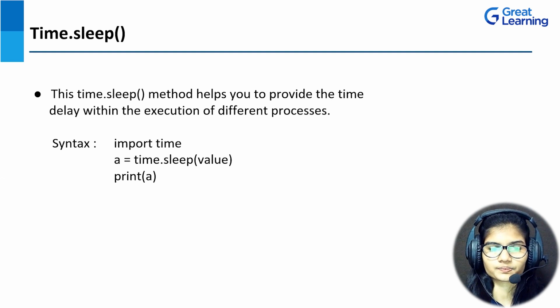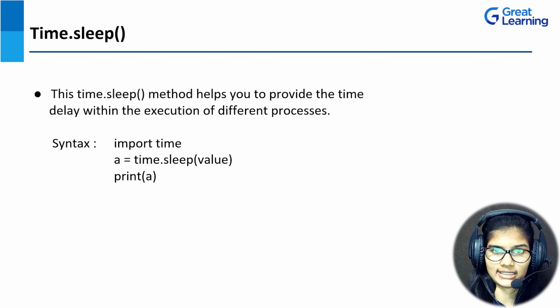Next, let's say a is equal to time.sleep, and inside the brackets you need to put the value for which you want to delay the time. One very important thing regarding the value which you put is that it automatically takes that value as seconds. So whenever you're putting some value inside the sleep function, make sure that it is automatically treated as seconds. If you want to convert it into minutes, multiply that respective value by 60.